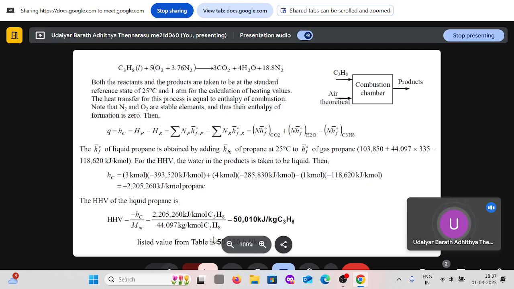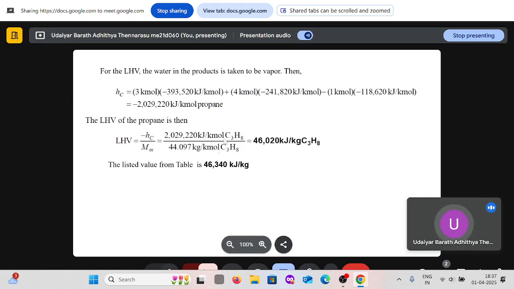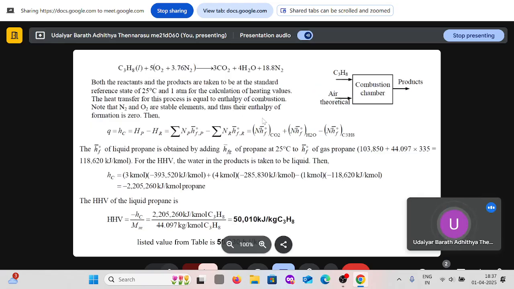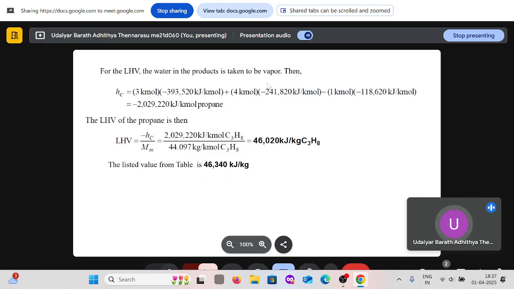So if you see, the listed value is 50,230 kilojoule per kg. So this is close to the listed value. Next, we need to find out the lower heating value. In the case of lower heating value, we consider the water in gaseous form, or vapor form.